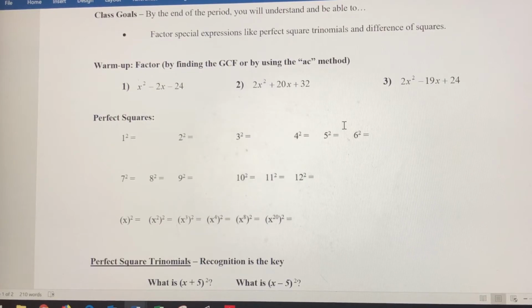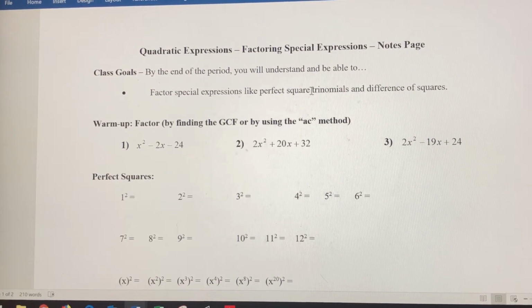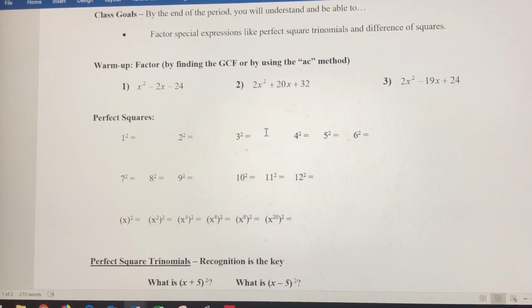First thing we need to know, in both of these, we're talking about perfect squares. Perfect square trinomials, and a difference of perfect squares. So we need to know what perfect squares are. When you square 1, you get 1. When you square 2, you get 4, and so on down the list. So there's the first 6 perfect squares there in red.